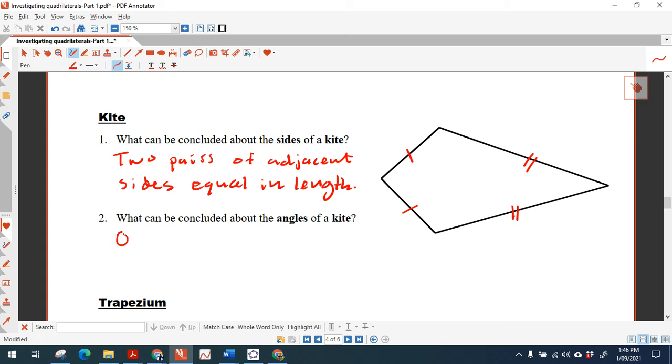So we're going to say one pair of opposite equal angles. Okay, so let's mark those in there. So this pair here, this angle here and this angle here are equal to each other, but this angle here and this angle here are different. Okay, so one pair of opposite equal angles.